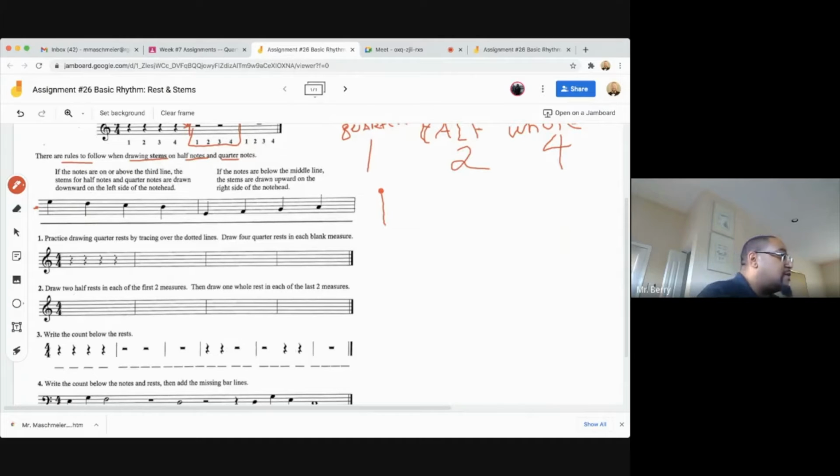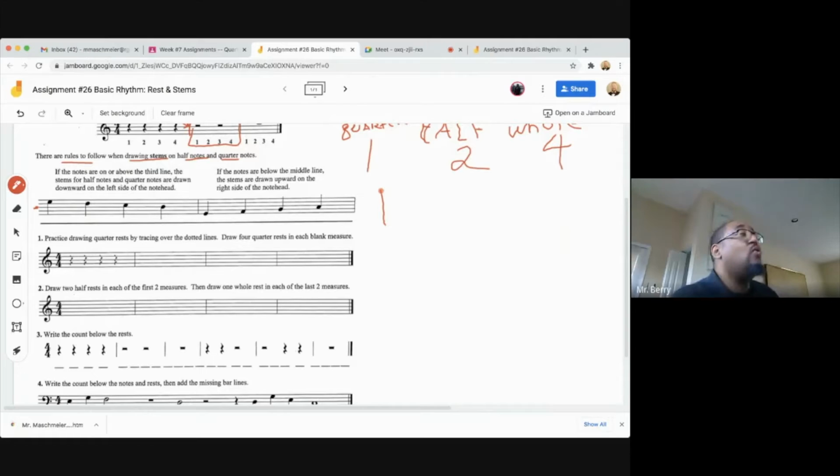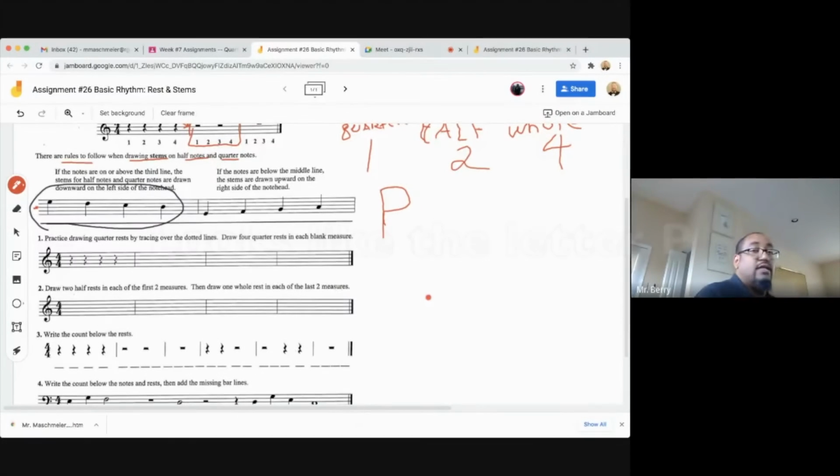Now let's look at the next one. What about the letter? Thank you for reminding me, guys. We're looking at these 4 right here. What letter of the alphabet do they closely resemble? So those notes look like what letter of the alphabet? A P. They look like the letter P, most definitely.